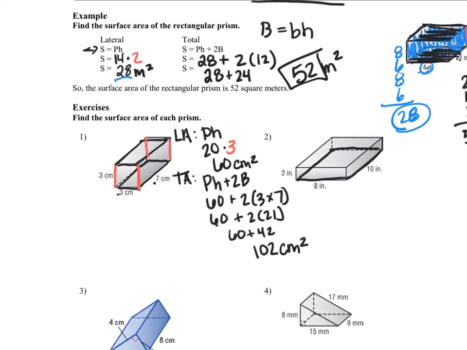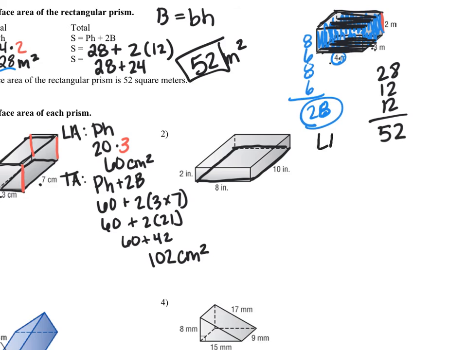Okay, so your lateral surface area is your perimeter times your height. Well, your perimeter is 36, because 8 plus 10 and 8 plus 10, times the height, which is 2. So your lateral surface area is 72 inches squared.